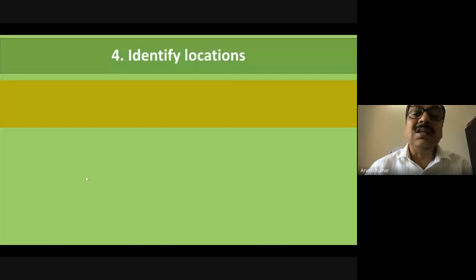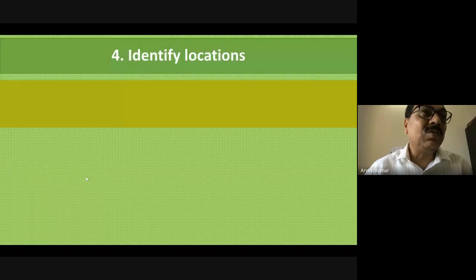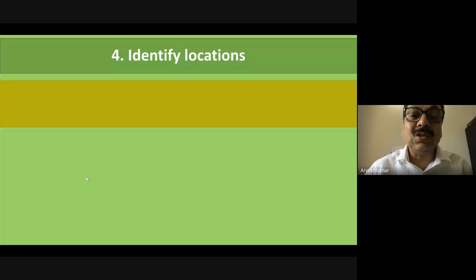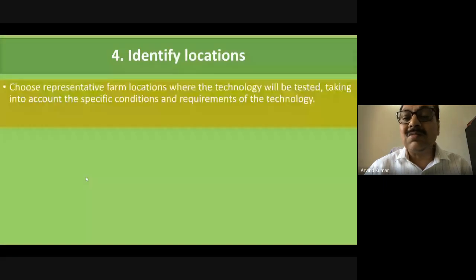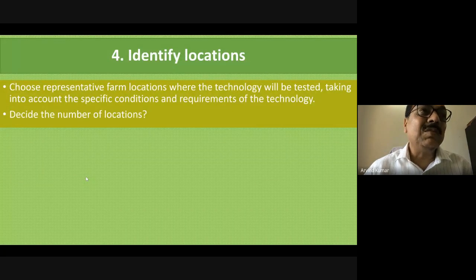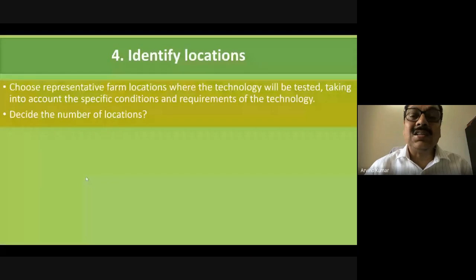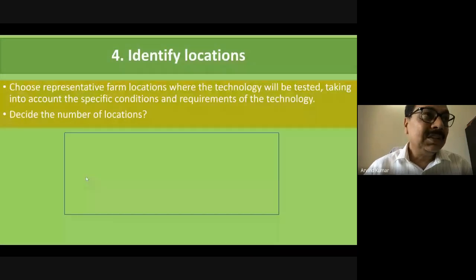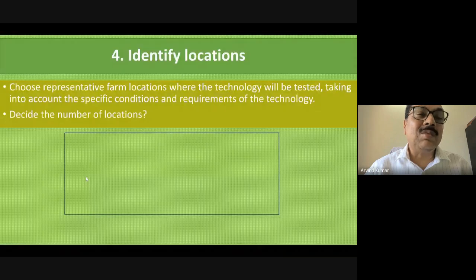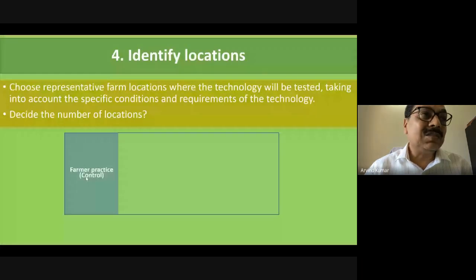Next, identify the locations. Once you have identified the problem, you have to identify the locations where you are going to test the technology. So choose the representative farm locations where the technology will be tested, and then decide the number of locations, at how many places. Within your district, 4 or 5 places you are going to test the technology. Earlier I said that for testing the technology or conducting the OFT, you have to compare it with the farmer's practice, whatever the farmer is practicing. Here the farmer is burning the residue. So this is, we can say, the conventional method he is using.